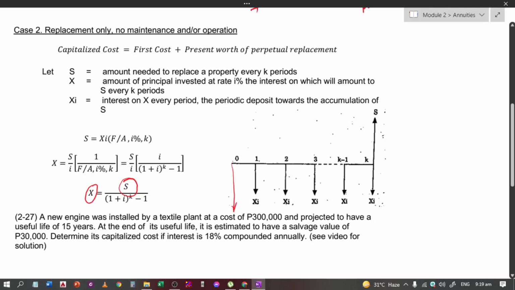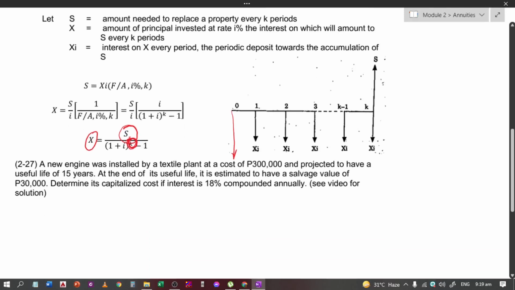So, let's say to buy one piece of equipment, you need 50,000. That's how much you can buy the equipment for. That is S. And K is every how many years you replace it. So, that is K. And I, again, is still the interest.